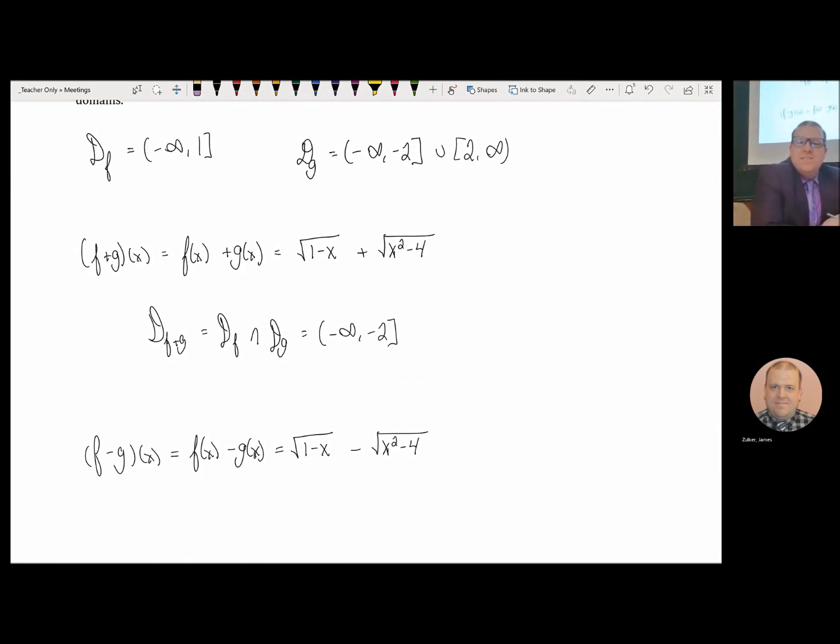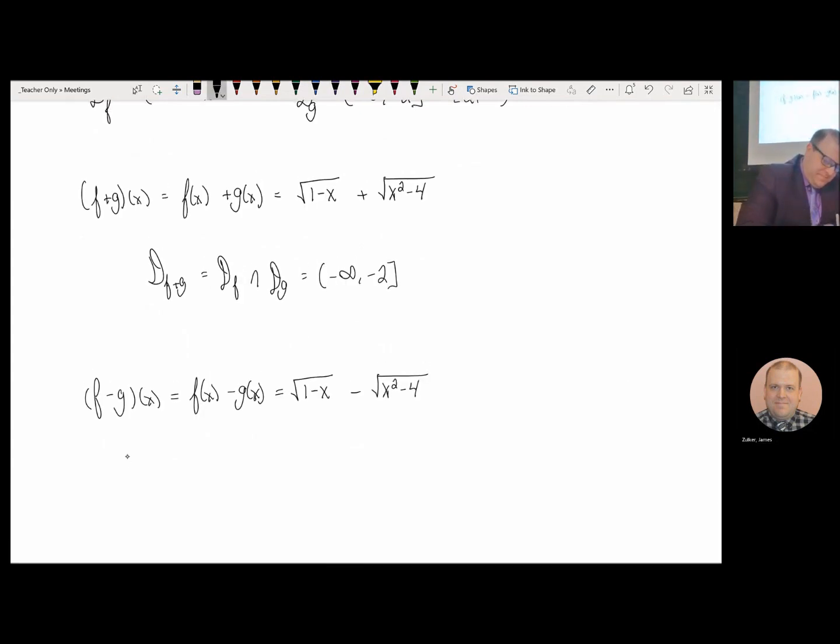So f minus g, f of x minus g of x. The power of technology, I don't have to rewrite it. Again, that cannot be simplified. Okay. And the domain is the same.